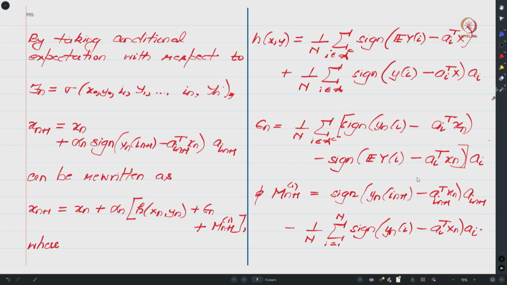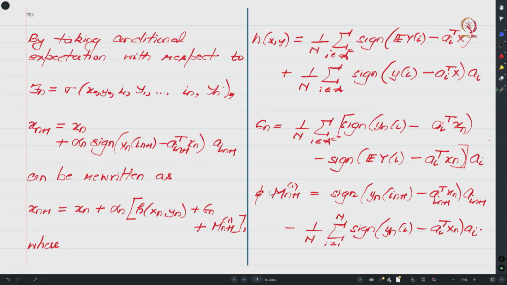Now if you take the conditional expectation of this with respect to the information that you have at time n, then the only thing that is random here is i_{n+1}, and hence if you take the conditional expectation of this minus this expression, one can see that indeed its conditional expectation will be 0, and hence this will continue to be your martingale difference noise.